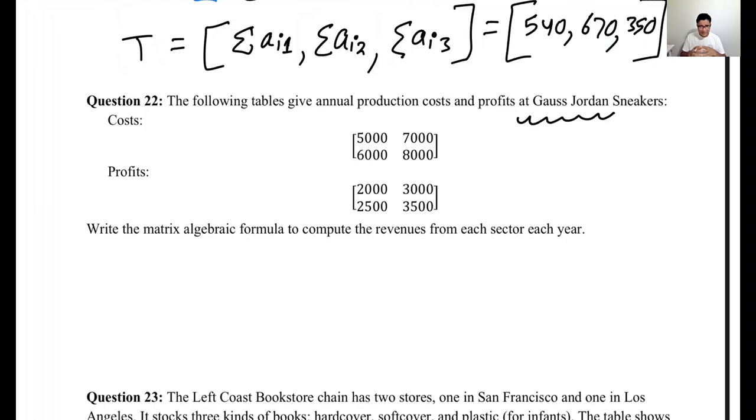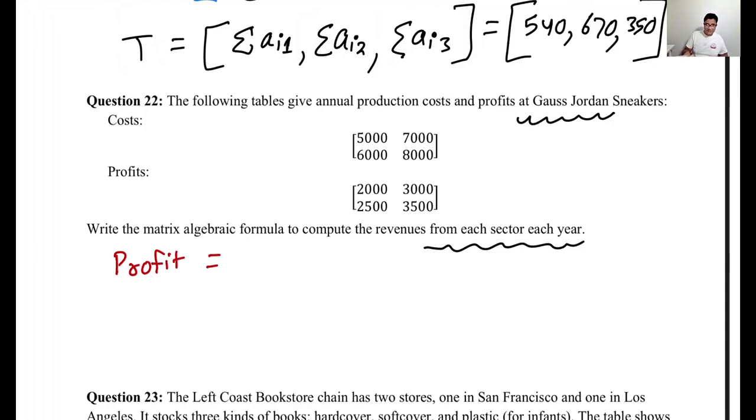At different sectors, it looks like, if you look at the last part of the question. Maybe there are four sectors, so the costs and profits from those four sectors in a year, right? Now what you need to do is write a matrix algebraic formula to compute the revenues. And that is the real world part where our knowledge is needed.